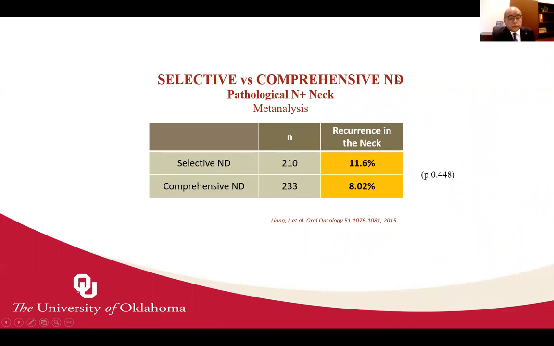Comparing selective versus comprehensive neck dissection in the pathologically N-positive neck, this meta-analysis about 6 years ago shows that there is no statistically significant difference in the recurrence in the neck when these two types of neck dissection are used.